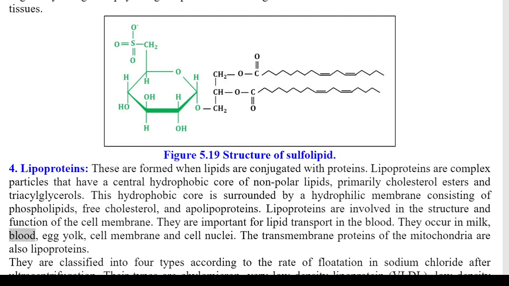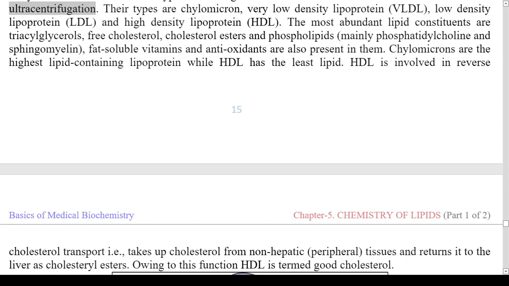They occur in milk, blood, egg yolk, cell membrane, and cell nuclei. The transmembrane proteins of the mitochondria are also lipoproteins. They are classified into 4 types according to the rate of flotation in sodium chloride after ultracentrifugation.